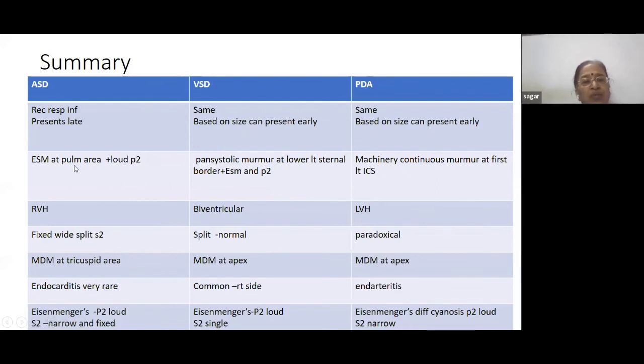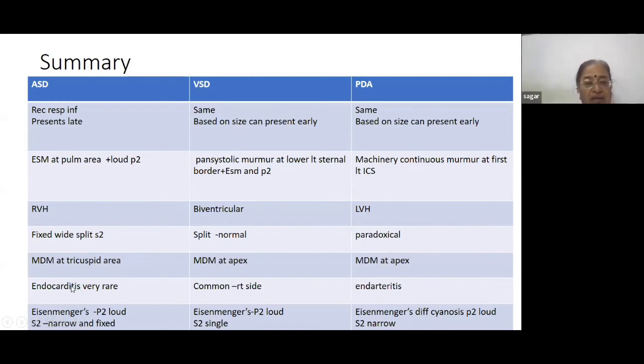What is the murmur in an ASD? Ejection systolic murmur in the pulmonary area and a loud P2. Here it's a pansystolic murmur at lower left sternal border, then ejection systolic pulmonary murmur and a loud P2. Here, the machinery continuous murmur is in the first space, right? RVH, biventricular, LVH. Fixed wide split S2, split is normal, paradoxical split. MDM at tricuspid area, MDM at mitral area, MDM at mitral area or apex.